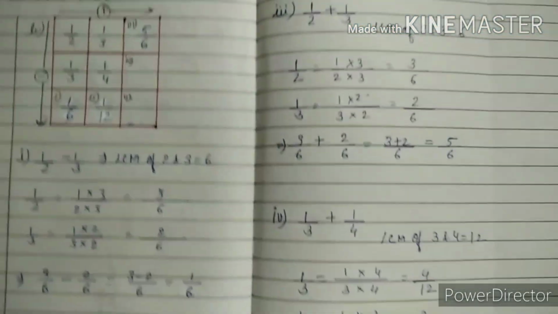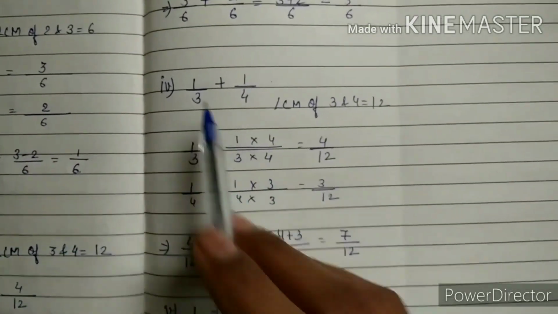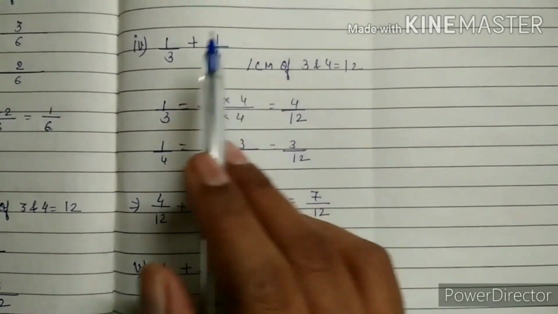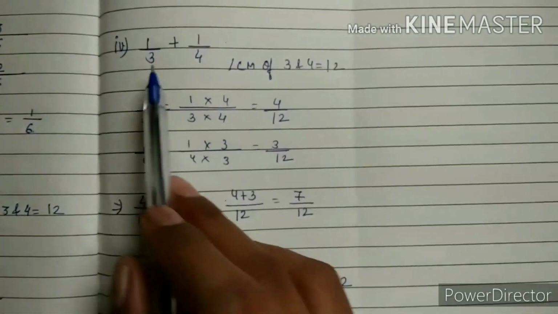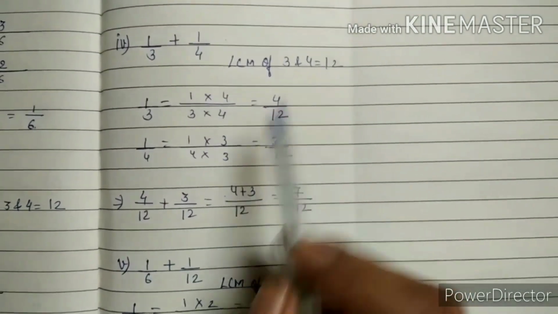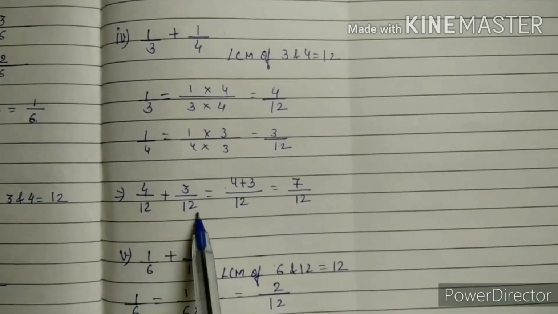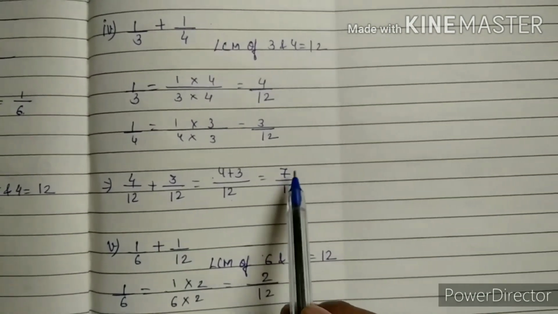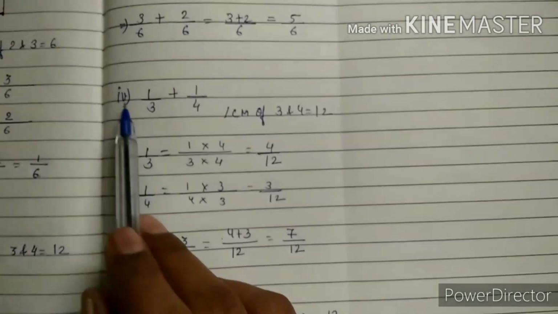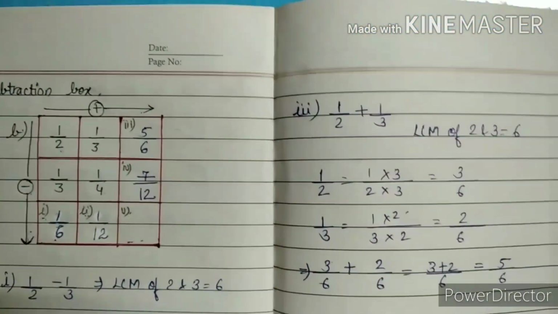We did the same for the fourth and the same for the fifth. In the fourth, 1 by 3 plus 1 by 4. In the place of 1 by 3, we have to write 4 by 12 because the LCM of 3 and 4 is 12. 4 by 12 plus 3 by 12. The denominator is the same, so it will come only one time. 4 plus 3 is 7. So 7 by 12 is the value of the fourth. So here 7 by 12.